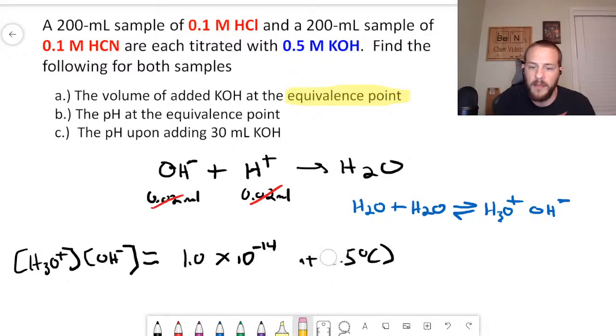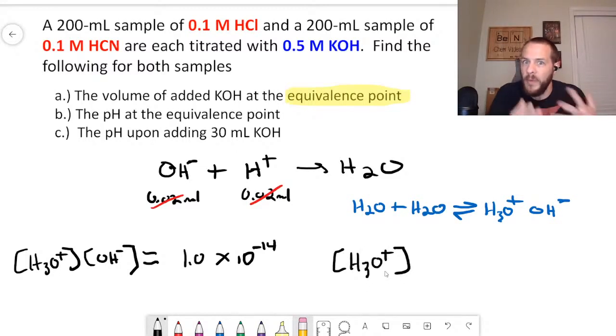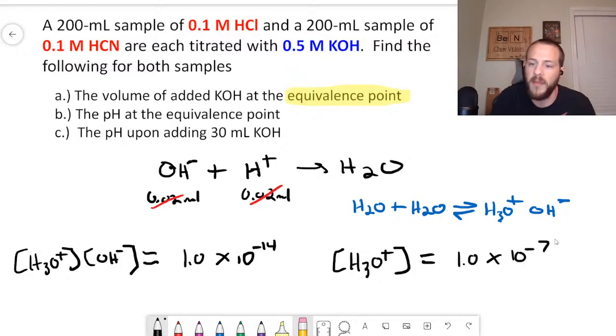So if I want an expression for H3O plus, because again, H3O plus is what we need, right? That's the concentration we need because the negative logarithm of that is pH, and that's what we're being asked to calculate. So that means the H3O plus concentration must be the square root of 1.0 times 10 to the minus 14, and that is 1.0 times 10 to the minus 7.